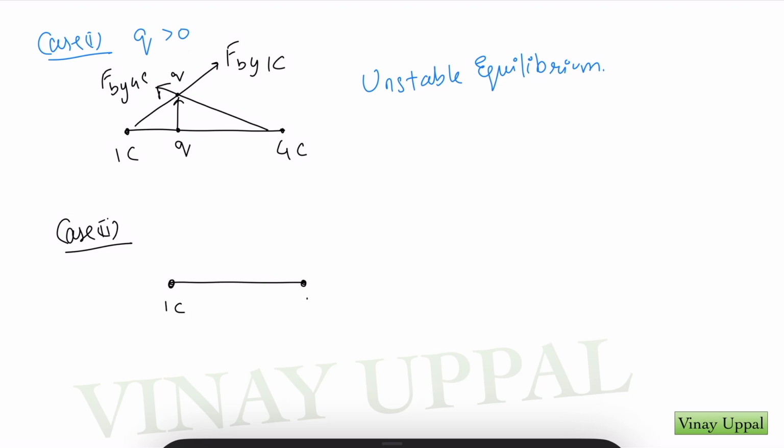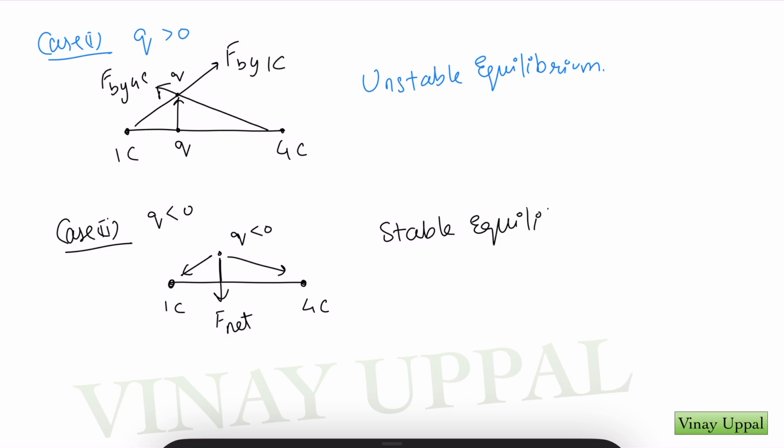And in the second case, when the charge is negative, it's just going to be the opposite. You displace the negative charge and it is going to get attracted by 1 coulomb and 4 coulomb and it is going to come back to its original position, and therefore this equilibrium is going to be stable. So what is happening here is that for the positive charge, if you displace it along the x-axis, the equilibrium was stable as we saw on the previous page, but now if you displace it parallel to the y-axis, the equilibrium is coming out to be unstable.